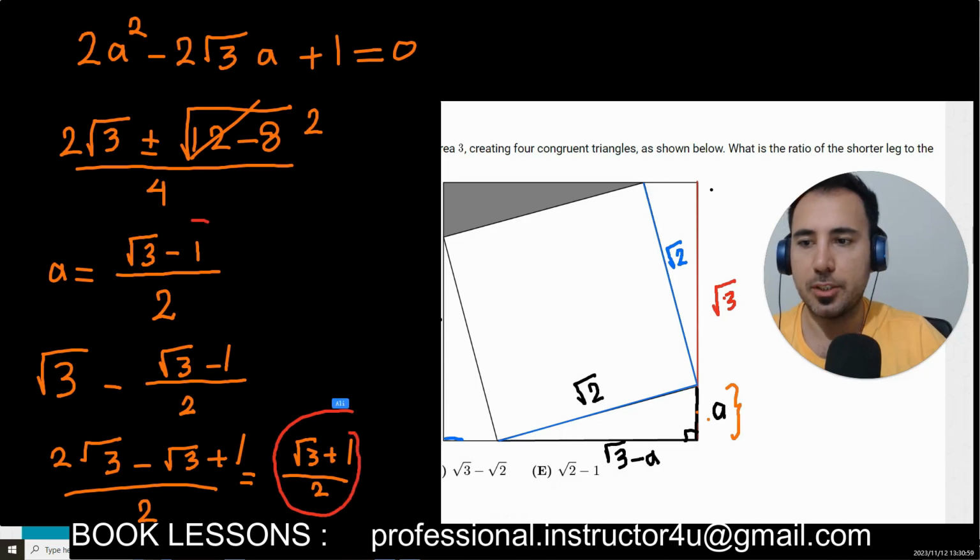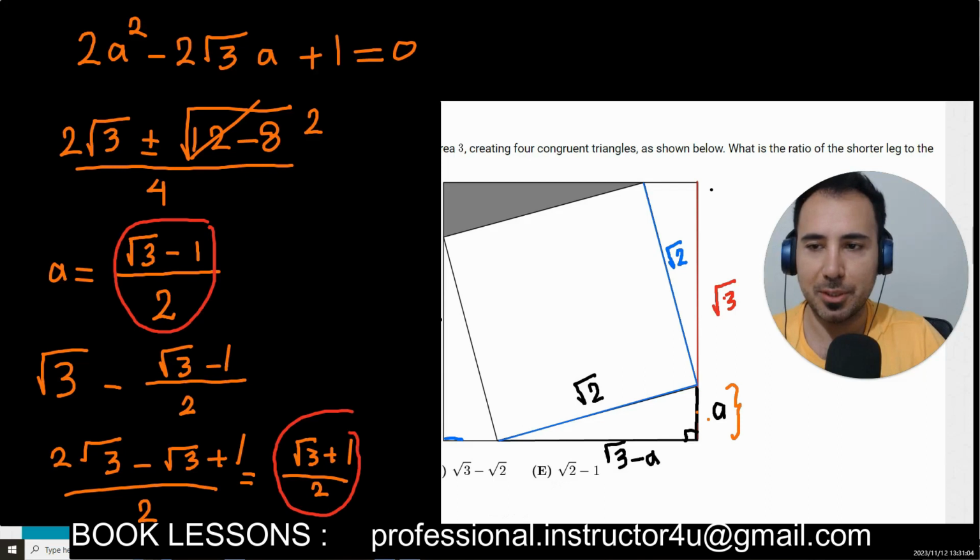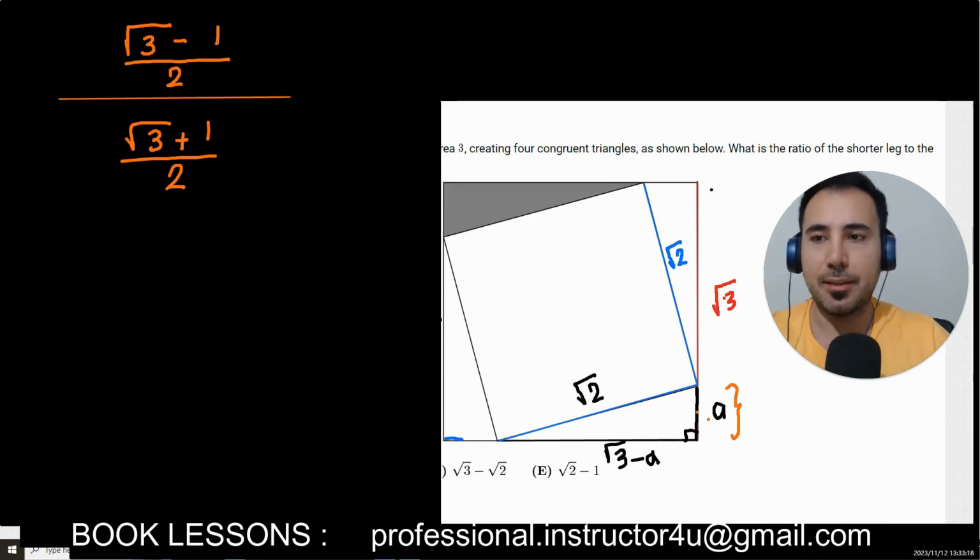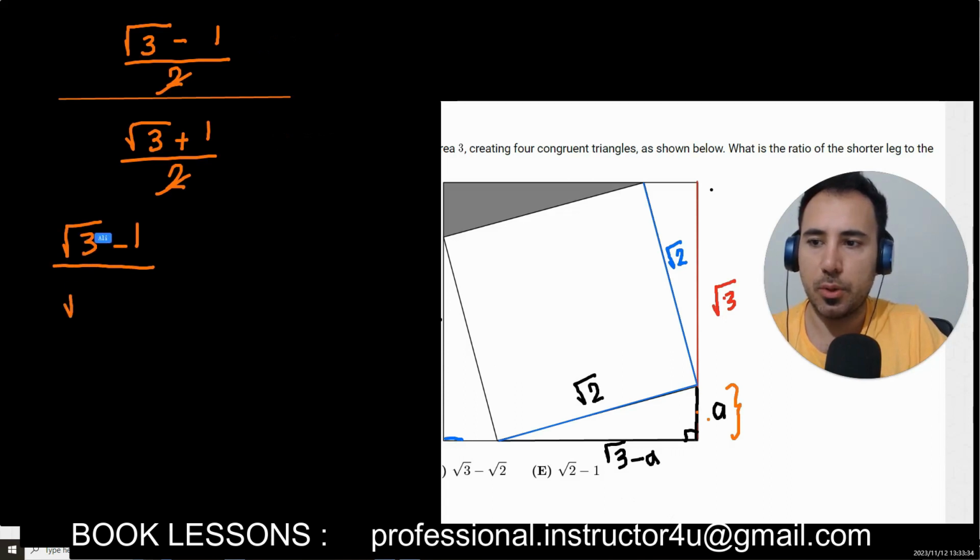Okay, this would be the smaller one. So we just need to find the ratio of these. Let me do some cleaning. Now the question is looking for the ratio of the smaller leg over the larger leg. Okay, so as you see, the square roots of these two will cancel. So what we're going to have is (square root of 3 minus 1) over (square root of 3 plus 1).